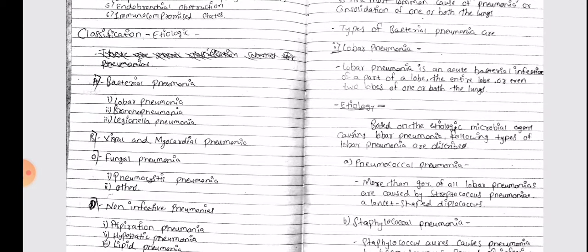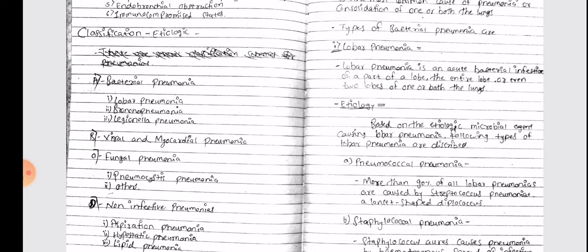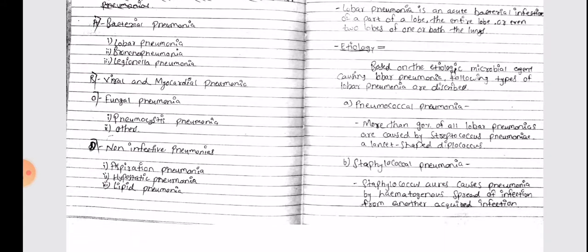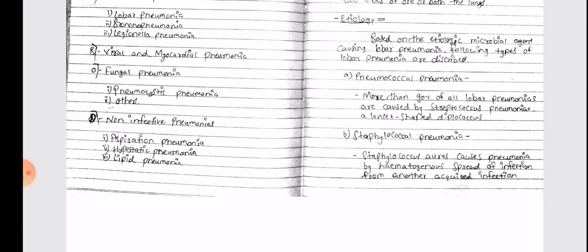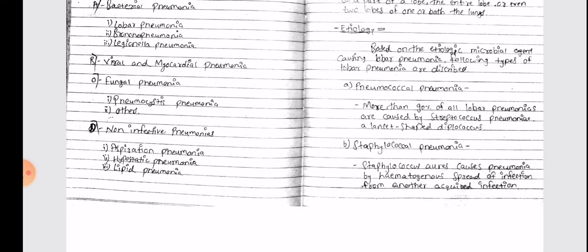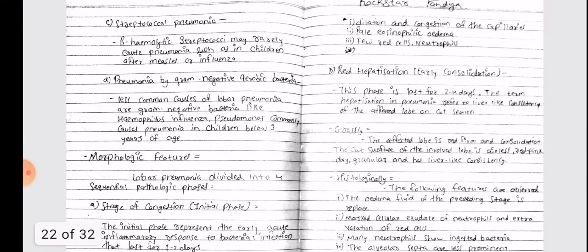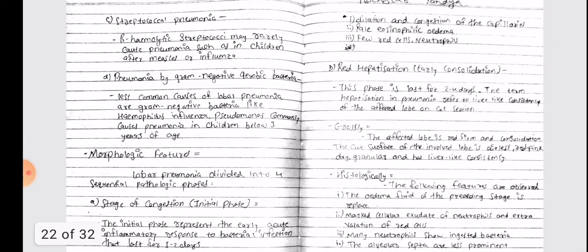Etiology. Based on the etiologic microbial agents causing lobar pneumonia, the following types of lobar pneumonia are described. Pneumococcal pneumonia. More than 90% of all lobar pneumonias are caused by Streptococcus pneumoniae, a lancet-shaped diplococcus. Staphylococcal pneumonia. Staphylococcus aureus causes pneumonia by hematogenous spread of infection from another acquired infection. Streptococcal pneumonia. Beta hemolytic streptococci may rarely cause pneumonia, such as in children after measles or in influenza.